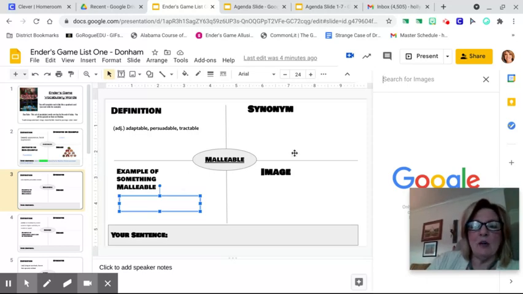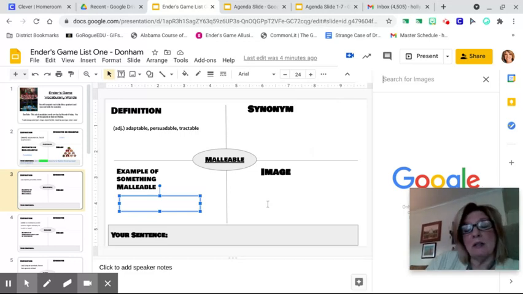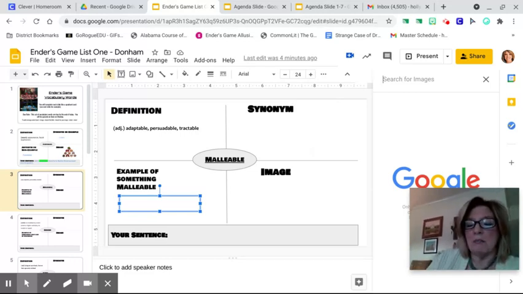And then finally, at this point, you should have a pretty good idea of that meaning, of that definition. So write a sentence using the word malleable. And to do that, you can use your example. Let your example be the subject of your sentence. Use your image, maybe describe your image as a part of your original sentence, but make sure that you think about what you've put in these boxes and let that be the subject of your sentence. It's much easier to do it that way. So, moving on to the next slide. I'm going to go ahead and close my image bar.